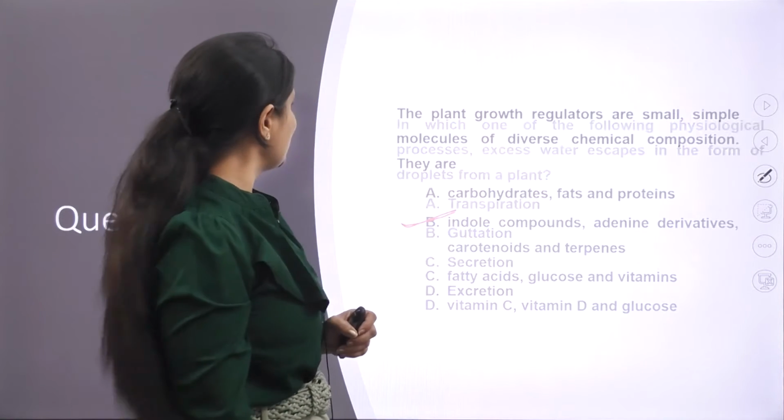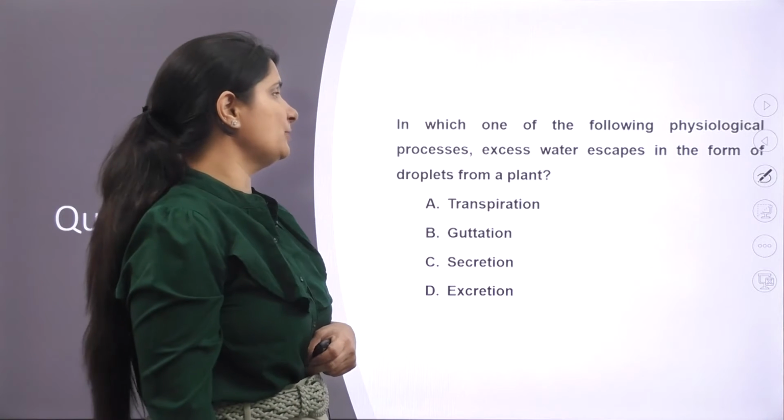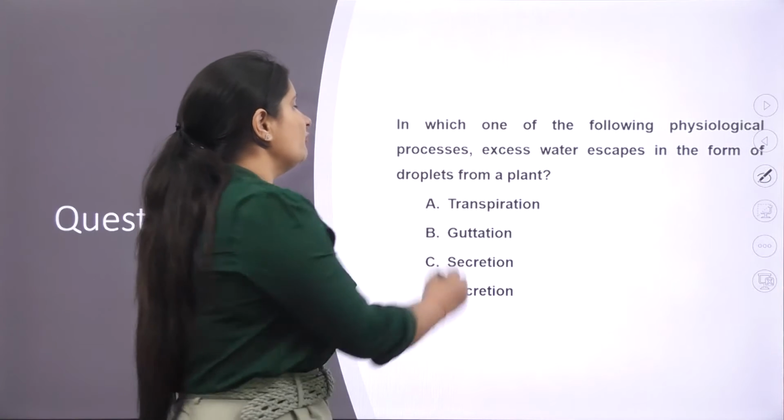Let's move to the next question, question number 6. In which one of the following physiological processes excess water escapes in the form of droplets?